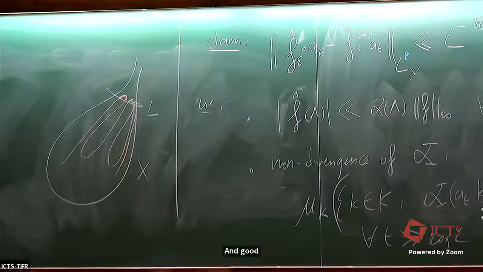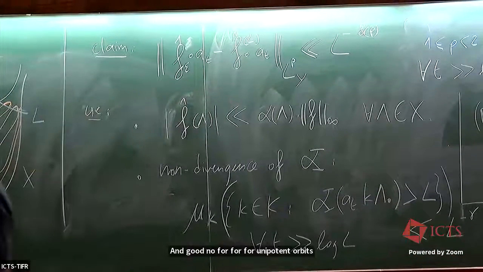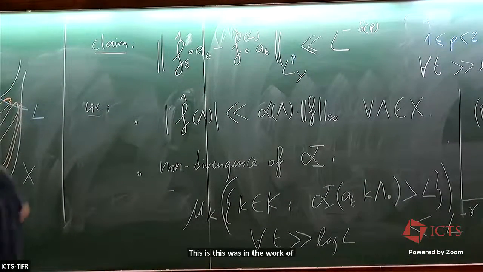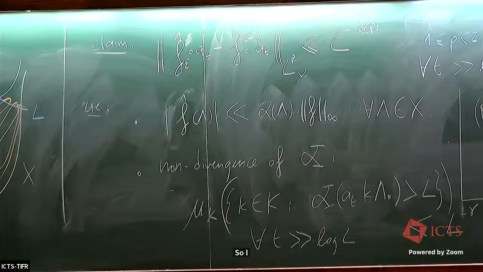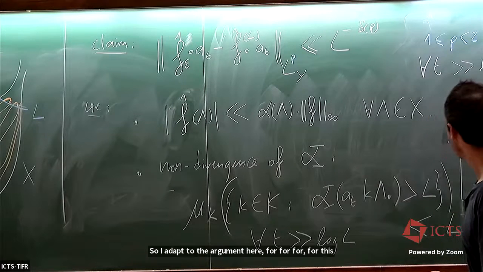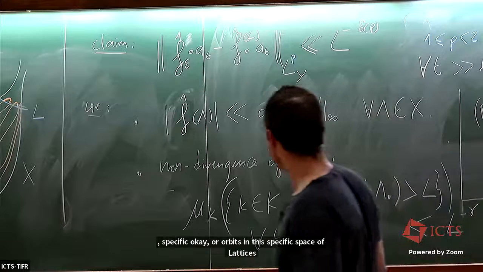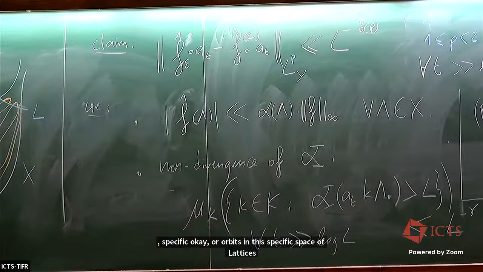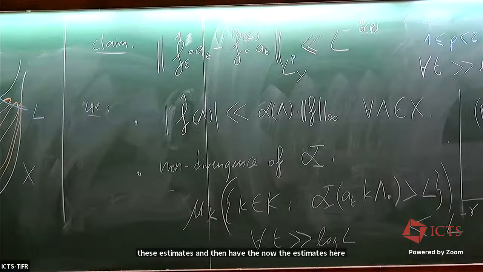For unipotent orbits, this was in the work of Björklund and Gorodnik. So I adapted the argument for K orbits in this specific space of lattices. Yeah, so I have actually everything now to wrap all these estimates and have the estimates I want.